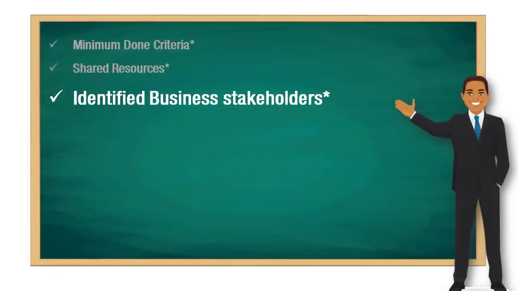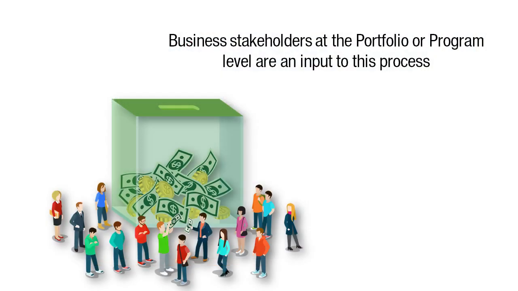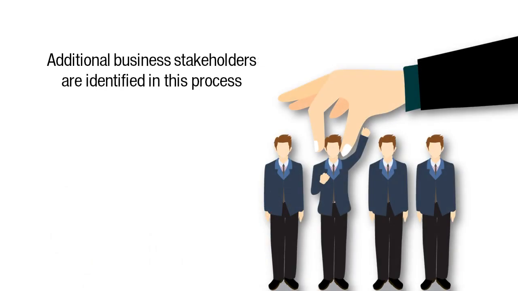The next output is Identified Business Stakeholders. Business stakeholders at the portfolio or program level are an input to this process. Additional business stakeholders are identified in this process.